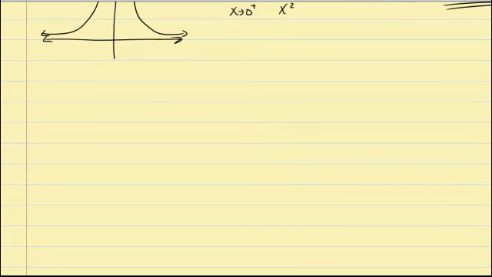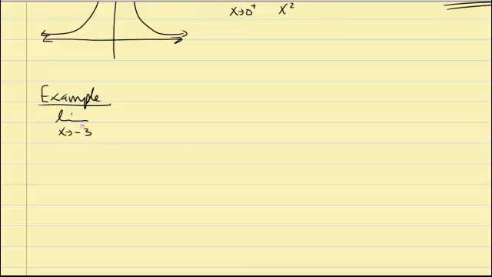Let's go ahead and look at another example. With this example, I'm going to be looking at the limit as x approaches negative 3 of 2x squared minus 18 all over x plus 3.